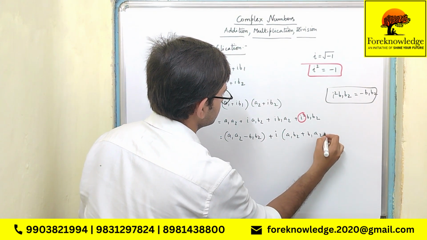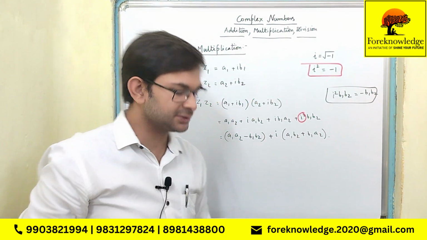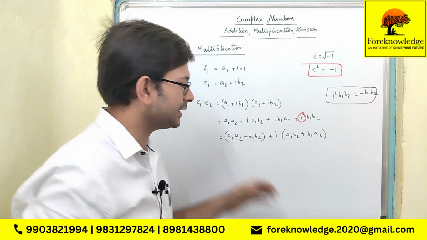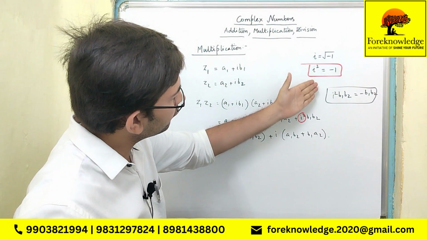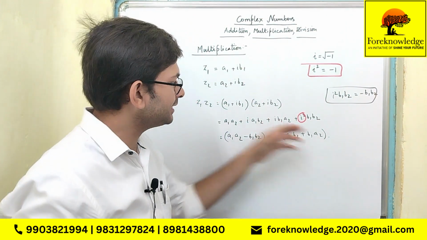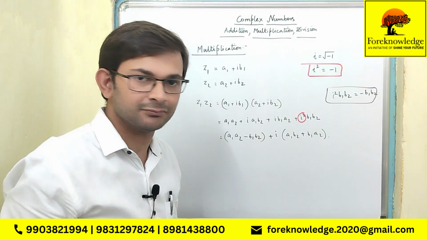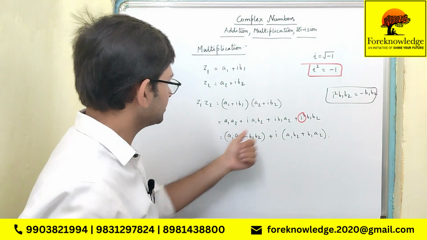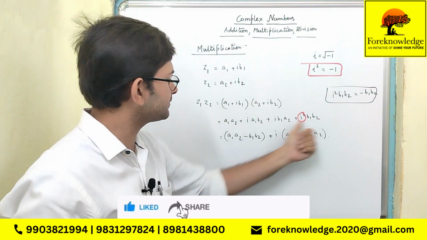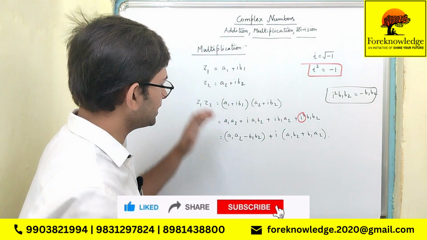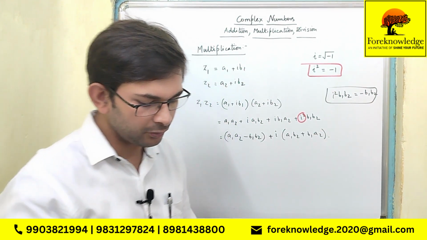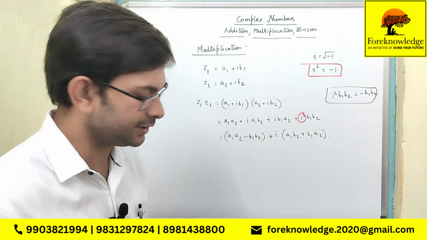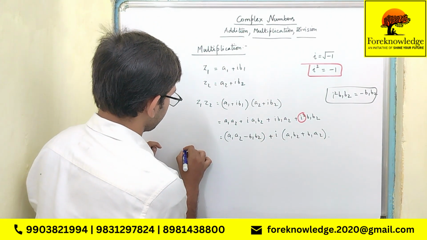So a1 a2 minus b1 b2, plus the iota terms, that means a1 b2 plus b1 a2. This is where the complex number multiplication gets a little bit complicated, but if you go through the formula once again, then this becomes very easy. Nothing tough here. So this is nothing but a1 a2 minus b1 b2, the real part of the result, plus i times (a1 b2 plus b1 a2). Okay. So if this is clear, let's take an example.